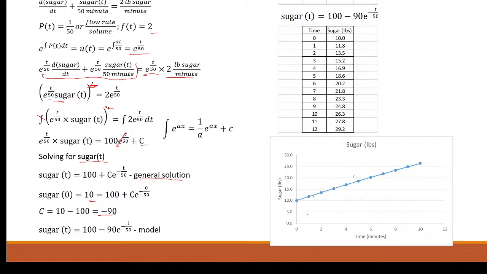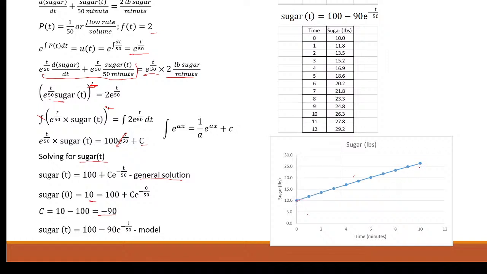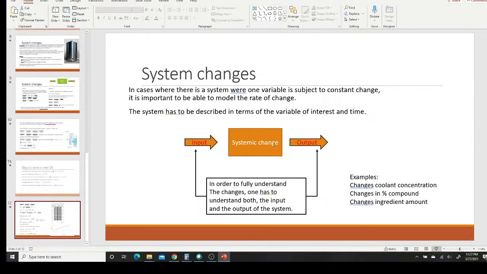So what we can do is look and see. It started off at time 0 at 10 pounds, and over the course of 12 minutes, I think I only got it up to here, which is like 10 minutes, which is just a little more than 25, so 26.3 at this point. So that was just the mixing problem I wanted to go through here.